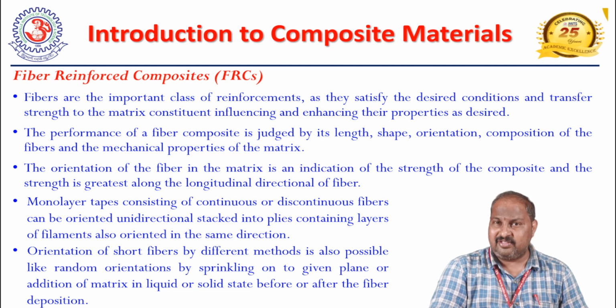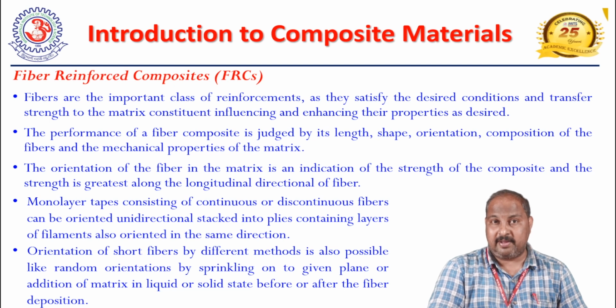The length of the fibers, shape, orientation, as well as the composition play a very vital role in the resultant composite material properties, especially orientation. Sometimes it is random orientation, sometimes unidirectional, bidirectional, and again a 0 degree, 45 degree combination, a 0 degree, 90 degree combination, or plus 45, minus 45. These are different orientations by which we are reinforcing the fibers into the matrix material.